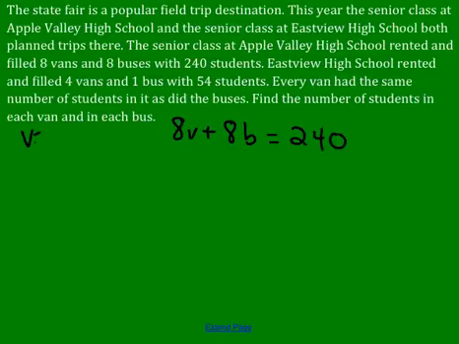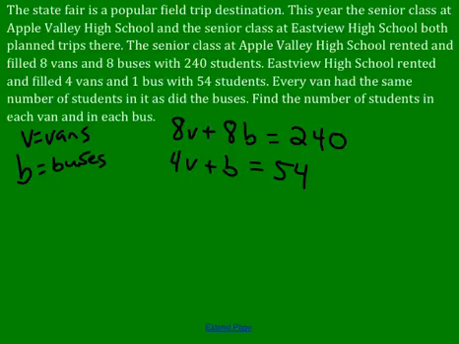So V is vans, B is buses. I swear buses was 2 S's. That doesn't look right. I don't know. Somebody look it up in a dictionary. Eastview rented and filled 4 vans and 1 bus with 54 students.